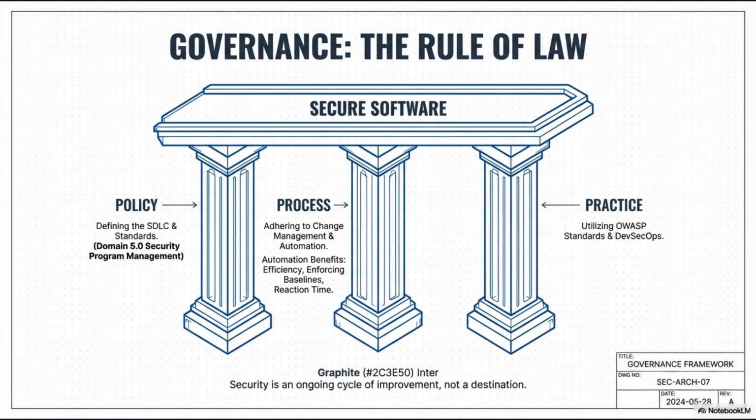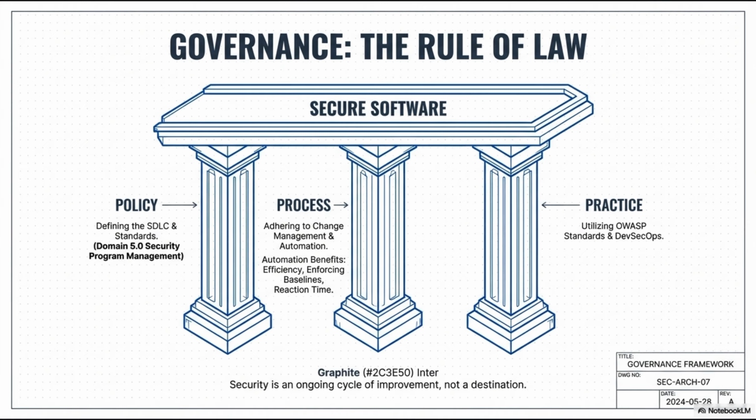Governance, the rule of law. So in secure software, these are upheld by 3 pillars: policy, process, and practice. In policy, you're going to want to define the SDLC and standards, and this is reviewed in Domain 5.0, Security Program Management.